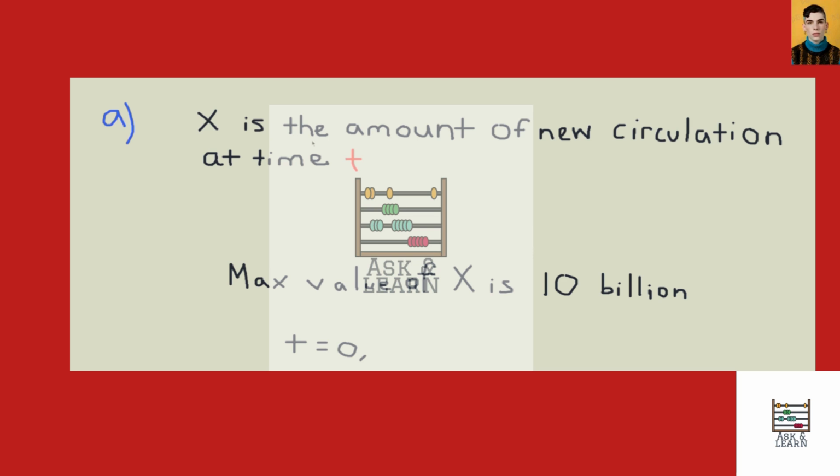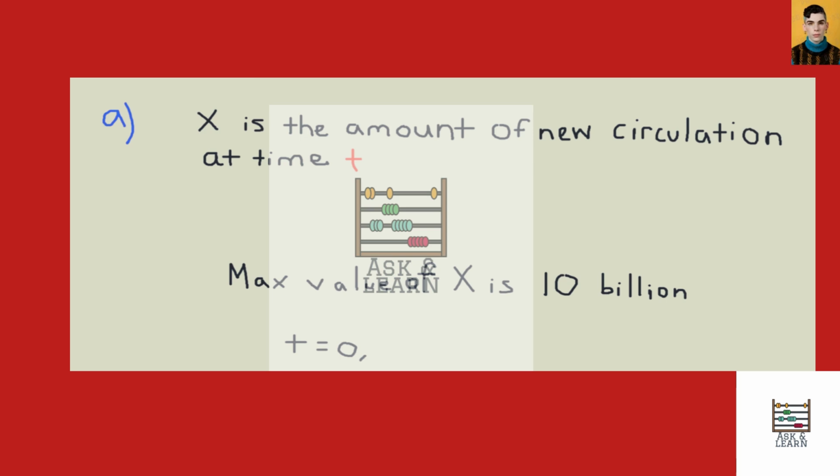All right. So we have that X is the amount of new currency in circulation at time t. For the problem, for part A, it says to formulate a mathematical model in the form of an initial value problem that represents the flow of the new currency into circulation for the given information. So since we have that X is the amount of new currency in circulation at time t, let's make the numbers simpler and assume that X is in terms of billions of dollars.